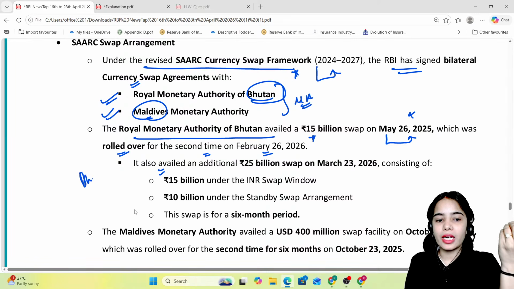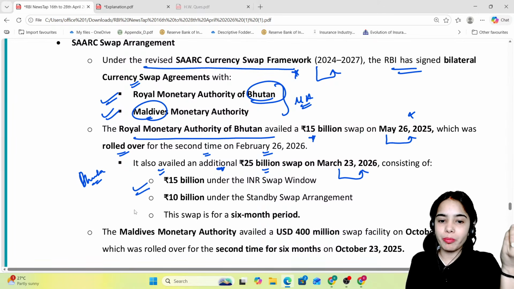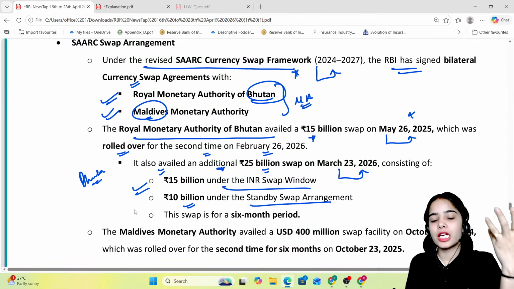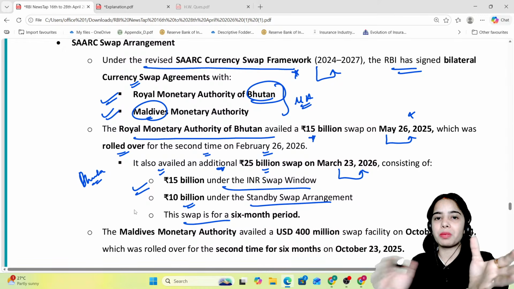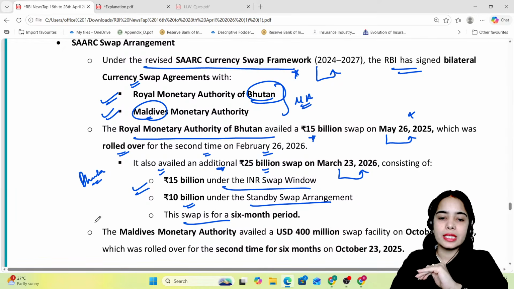Bhutan has also taken additional 25 billion rupees in March 2026, consisting of 15 billion under the INR swap window and 10 billion under the standby swap arrangement. This swap is for a 6-month period, and usually the swaps are for a 6-month time period.